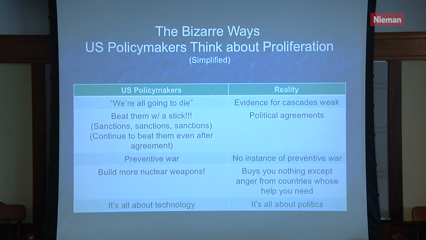What's the other thing, a couple of other things policymakers say? We're going to get nonproliferation by beating people with a stick. We're going to threaten them, and we're going to coerce them, and we're going to sanction them. Sanctions, sanctions, sanctions. And even after they agree, we're going to still beat them with a stick. I think we know who we're talking about there.